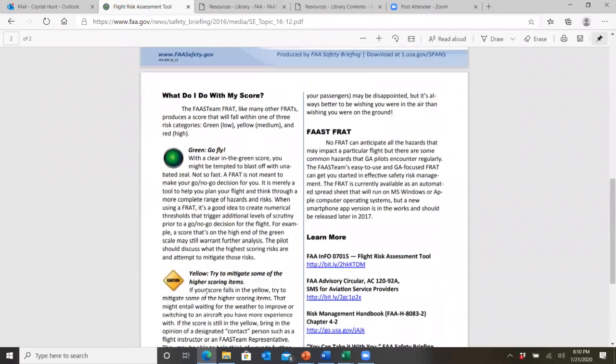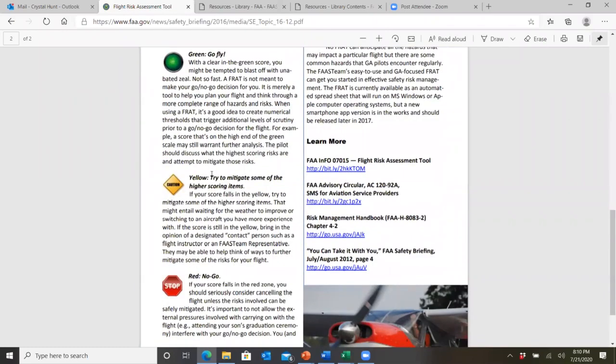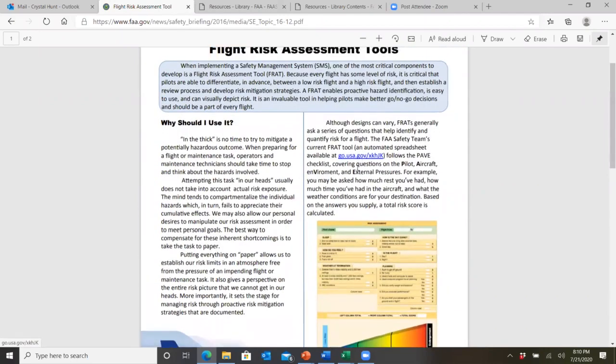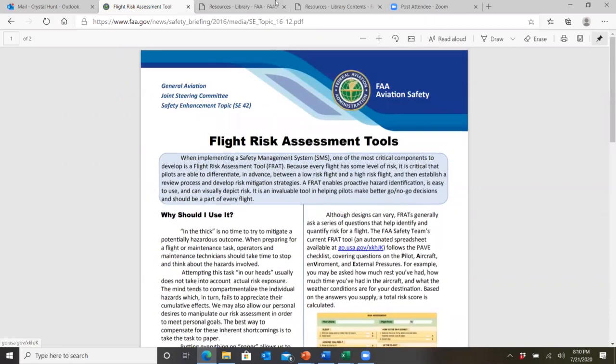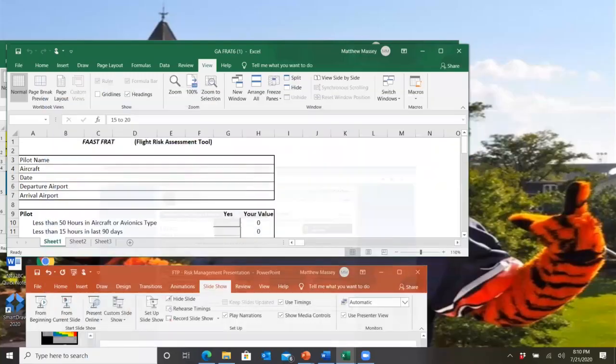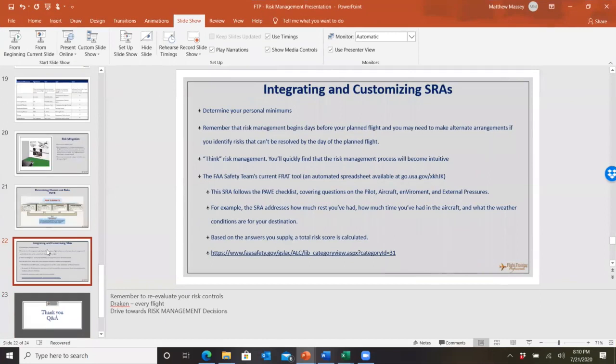Green, go fly; yellow, think about it; and red, a no-go situation. And then right here at the top of the page is the link that will take you straight to this page, where, whether you have a Mac or Windows, you can go straight into that Excel. And if you still can't figure it out, we'll figure out a way to get it to you. Yeah, absolutely.